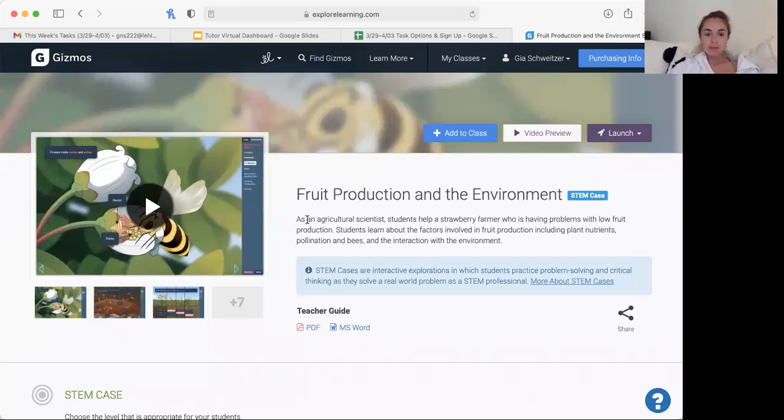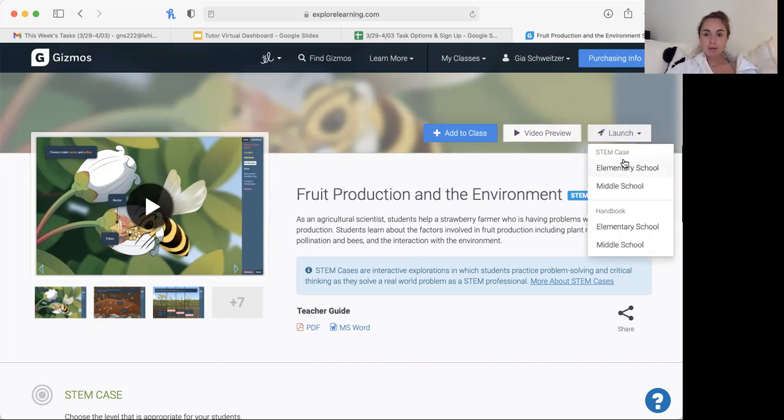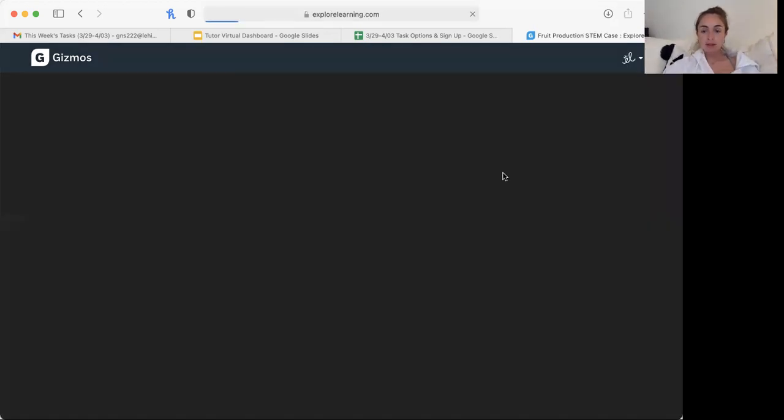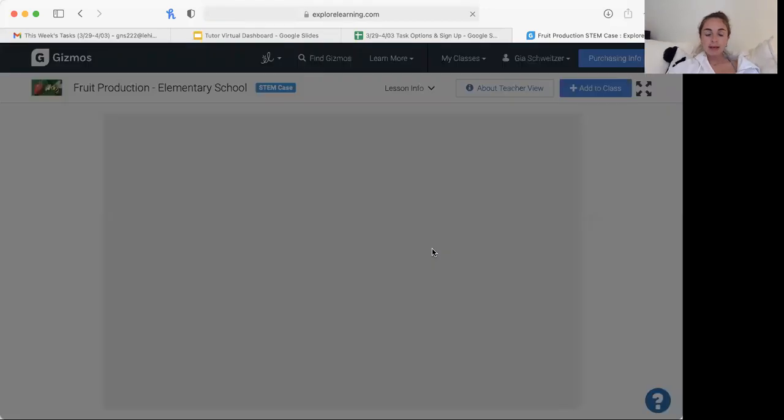So in this experiment, you will pretend you're an agricultural scientist and help a strawberry farmer who's having problems with low fruit production. We can learn about the factors involved in that fruit production, including plant nutrients, pollination, bees, and the interaction with the surrounding environment. So let's launch it and get going.